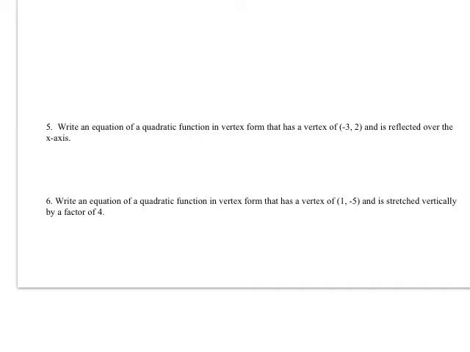All right, I'm going to start by going over these problems because we didn't get to them in class. So this problem says to write an equation of a quadratic function in vertex form that has a vertex of -3, 2, and is reflected over the x-axis. So I'm going to start out by just writing down what vertex form is. y equals a times (x minus h) squared plus k.